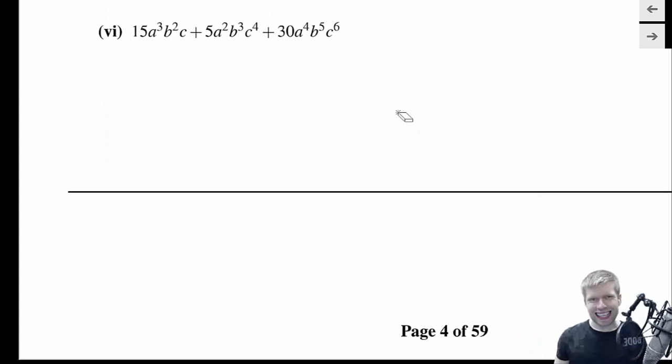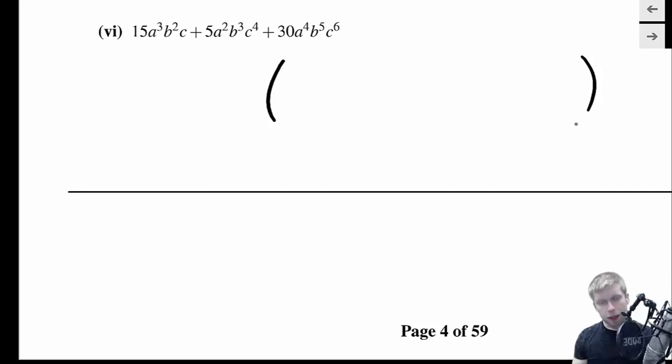Now, this one's a bit of a beast, so let's have a look at this in pieces. Let's first of all think about our brackets. So put our brackets in here. We'll keep the signs the same. So there's 1, 2, 3 terms, and they're all positive. So I'll keep my pluses the same in the middle.